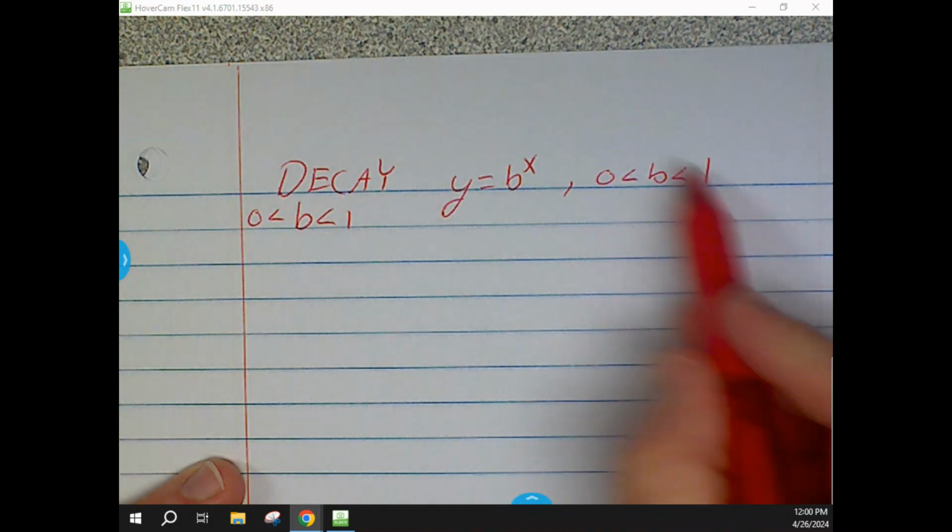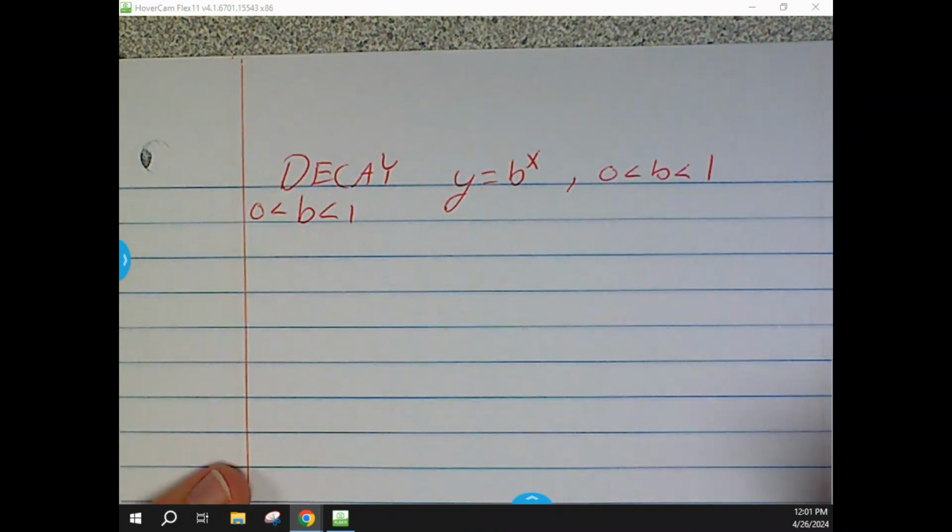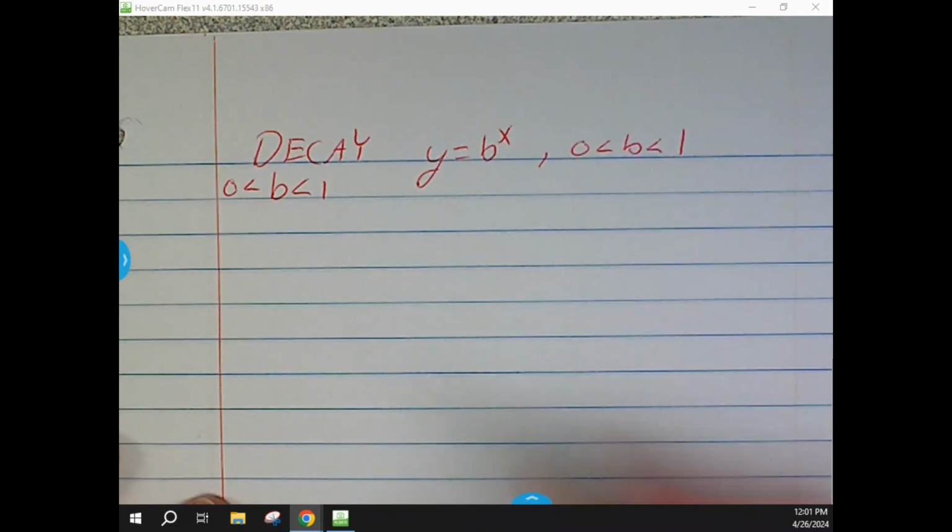So if it's some kind of fractional answer, if it's a half, if it's 2/3, if it's 0.5, 0.1, that kind of thing, they're going to call that decay because your base is somewhere between 0 and 1.